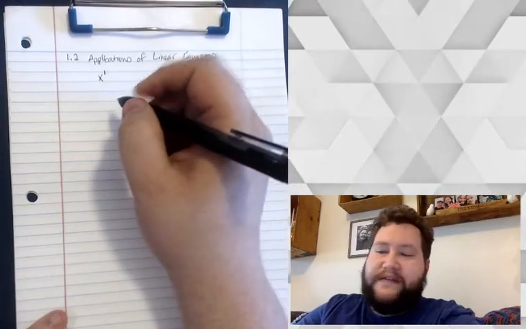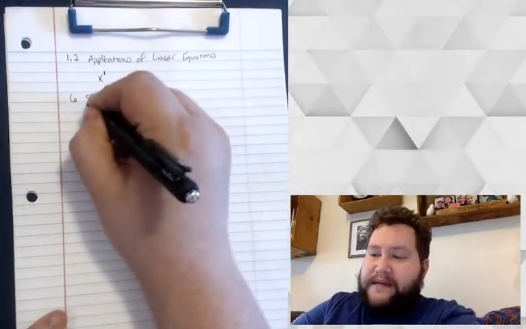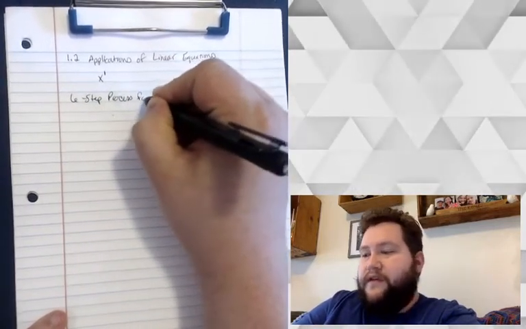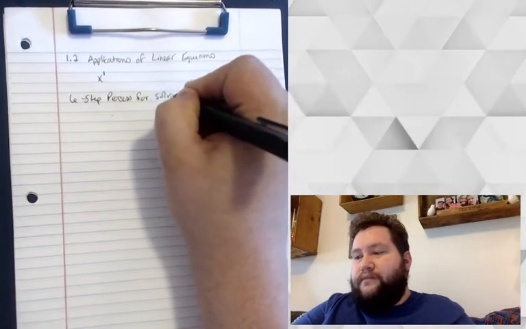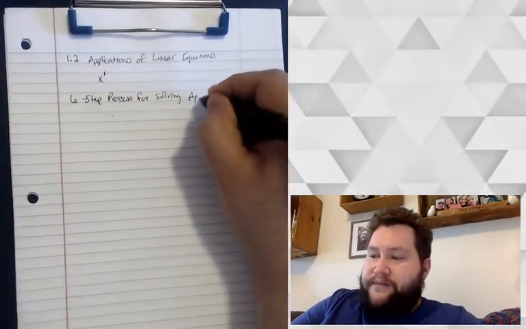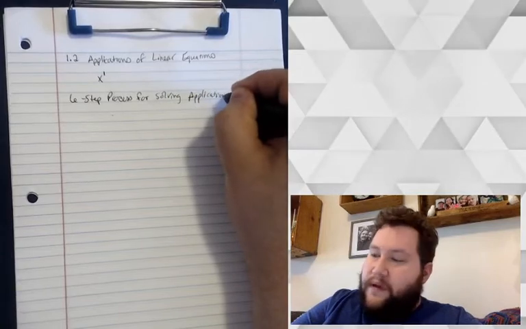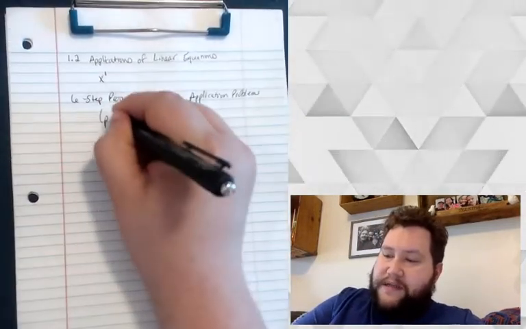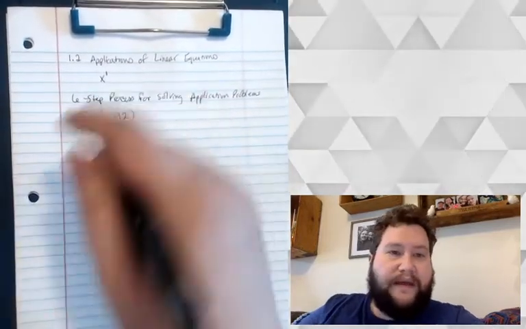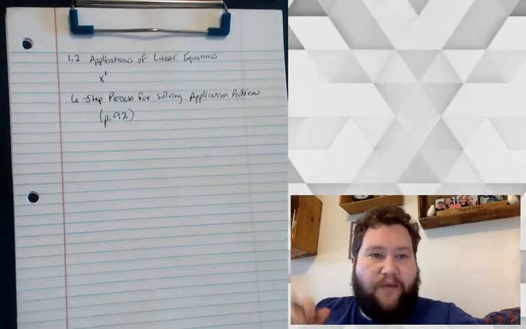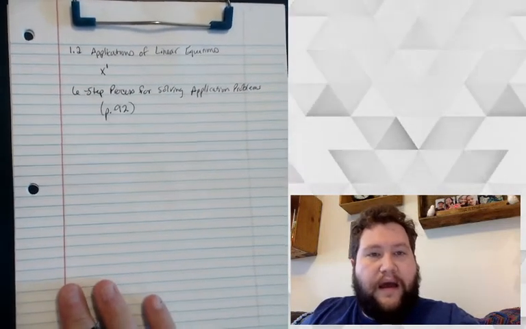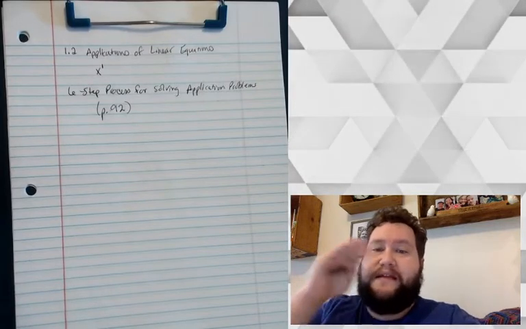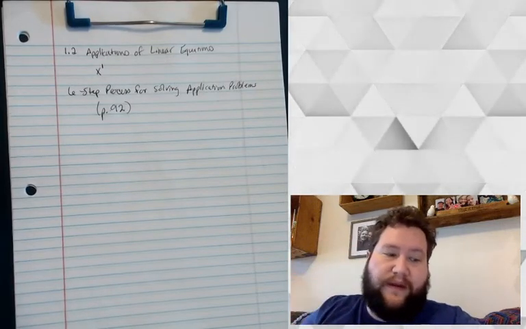And so there's a six-step process for solving application problems. This is actually on page 92 of your textbook, and I really recommend that you check that out because they have a lot more words than I'm going to write here, together with a couple of examples that follow it where they say step 1 we do this, step 2 we do this, step 3, and so on, right?